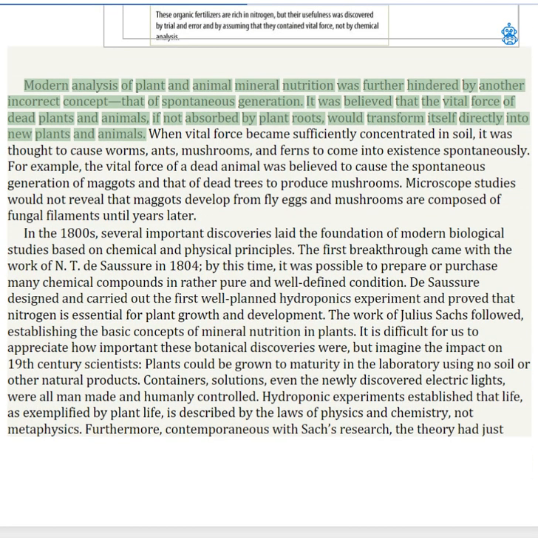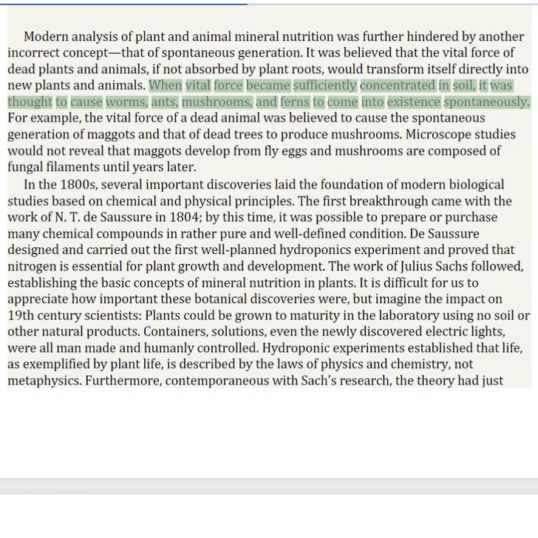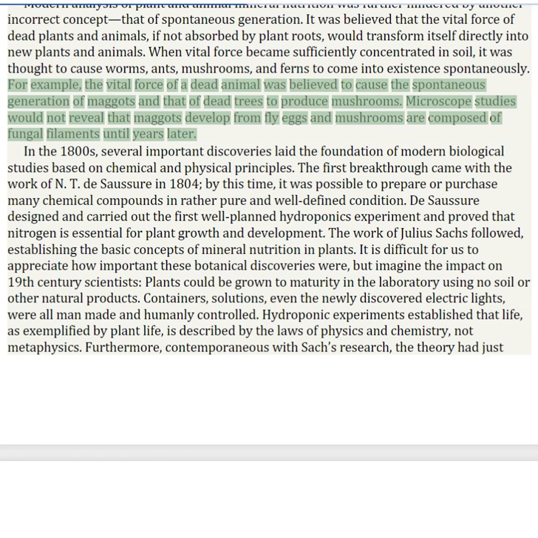Modern analysis of plant and animal mineral nutrition was further hindered by another incorrect concept, that of spontaneous generation. It was believed that the vital force of dead plants and animals, if not absorbed by plant roots, would transform itself directly into new plants and animals. When vital force became sufficiently concentrated in soil, it was thought to cause worms, ants, mushrooms, and ferns to come into existence spontaneously. For example, the vital force of a dead animal was believed to cause the spontaneous generation of maggots and that of dead trees to produce mushrooms.